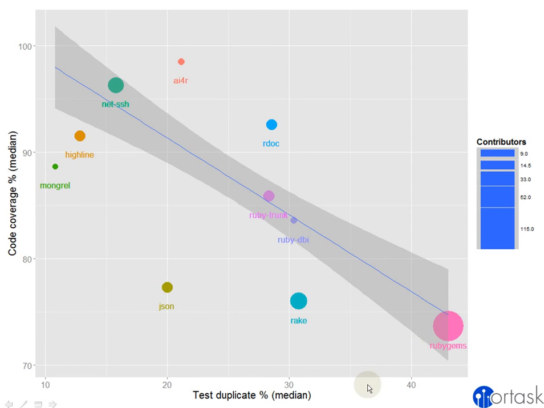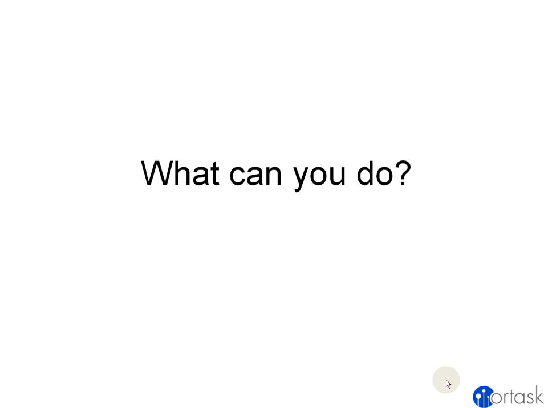But that's just one extreme. Of course, it doesn't happen in real life, but it does occur, as this relationship shows, that the higher the amount of duplicates in the test suite, the lower the coverage is going to be. Okay. So what can you do about this? What can you do to alleviate these issues?